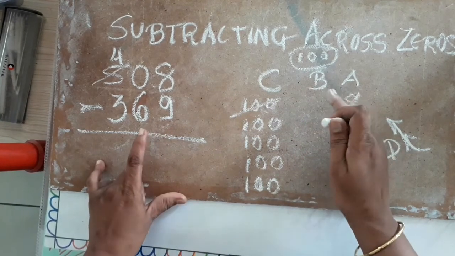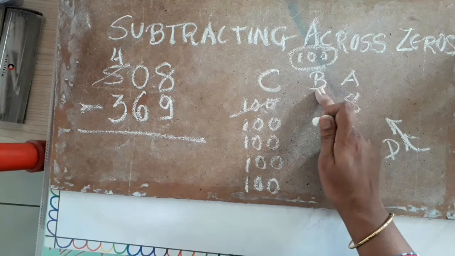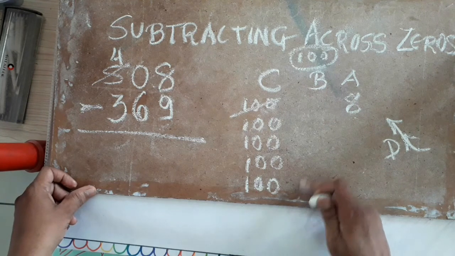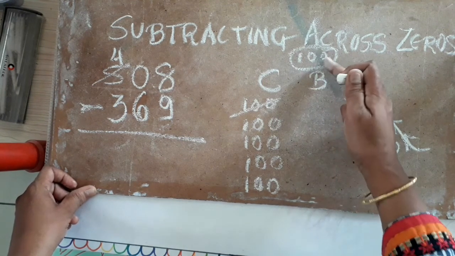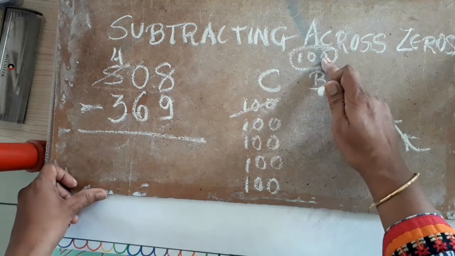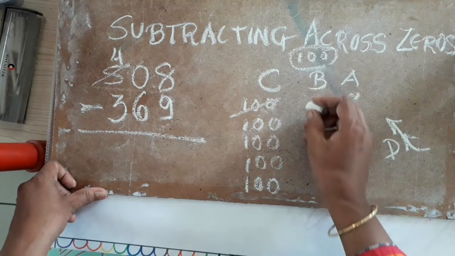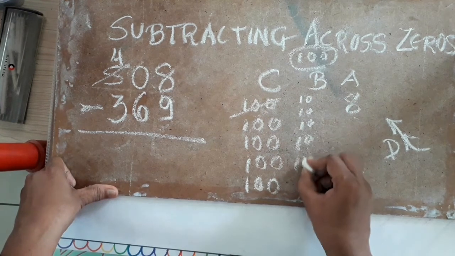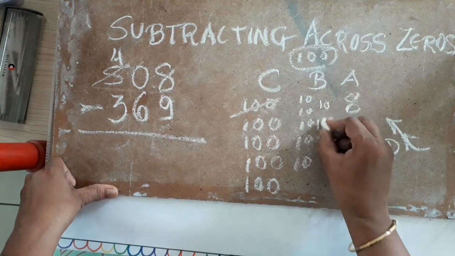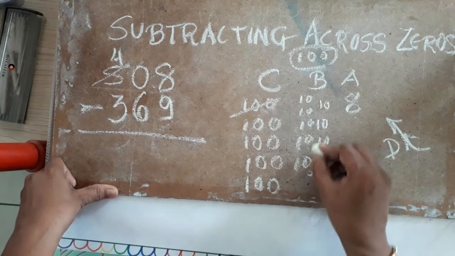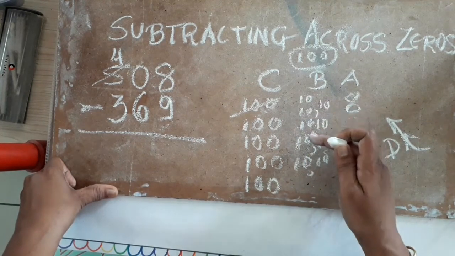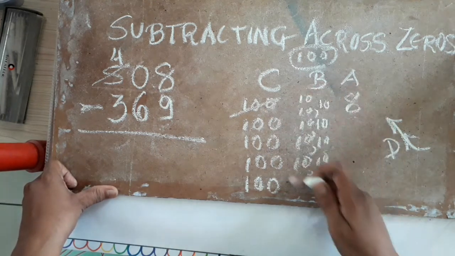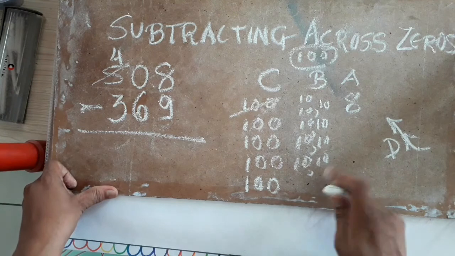Fine. Now this person B can keep the bundles in tens only. So he cannot keep 100 over here. So he will keep only 9 tens. So here 10, 10, 10, 10, 10, 10 and 10. So here he is having 1, 2, 3, 4, 5, 6, 7, 8 and 9. 9 tens, that is 90 he has kept.